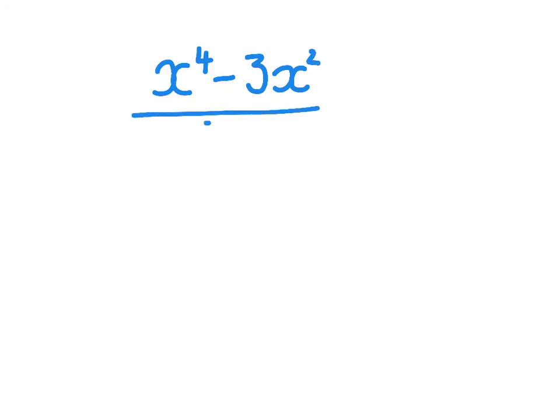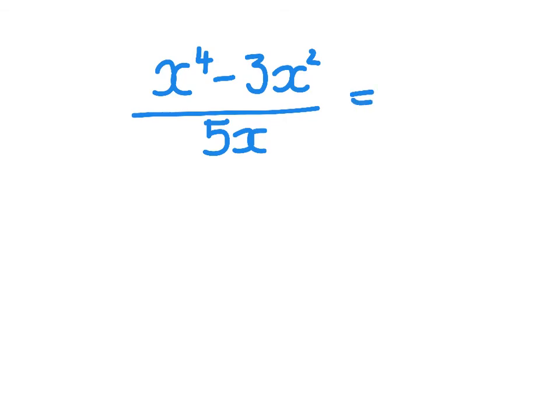Okay, example 4, and we're still on page 5. Here we're asked to differentiate x to the power of 4 minus 3x squared, all over 5x. Now I've got a sum on the top, but I've got an x on the bottom, and I need to somehow distribute that.